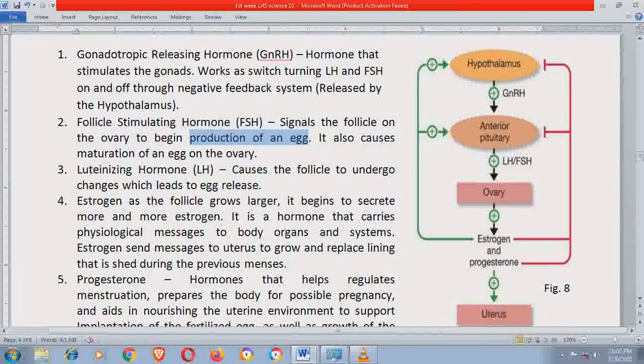Luteinizing hormone causes the follicle to undergo changes which lead to egg release. So, isipin niyo kung gaano ka-importante yung luteinizing hormone at follicle stimulating hormone para sa mga babae. Once it malfunctions, may magkakaproblema ng malaki ang babae. Hindi siya makakapag-procreate.